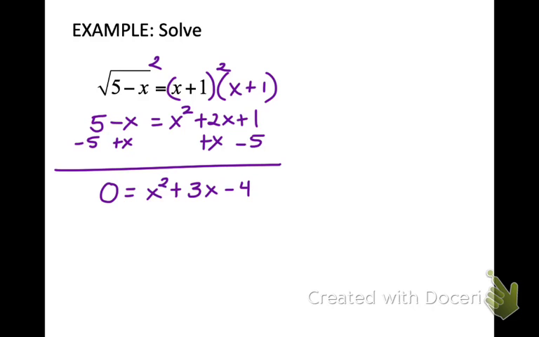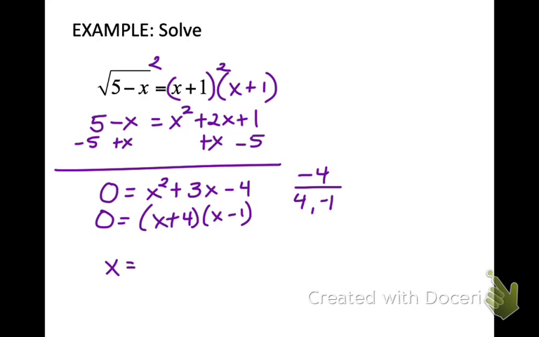I know, but all these will be factorable. You could use the quadratic formula, but they are all factorable. What are factors of negative 4 that get us to 3? Right, so factors of negative 4 would be 4 and negative 1. So I get x plus 4, x minus 1 in factored form. So my solutions are negative 4 and 1. Check them.